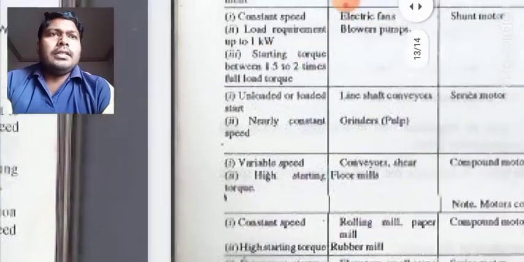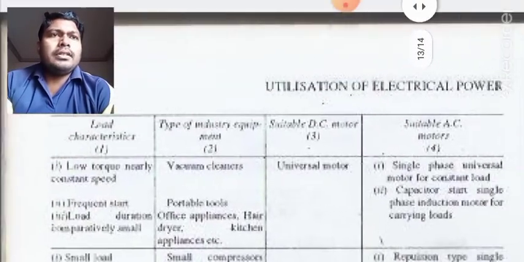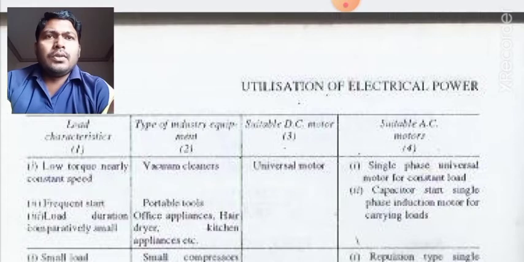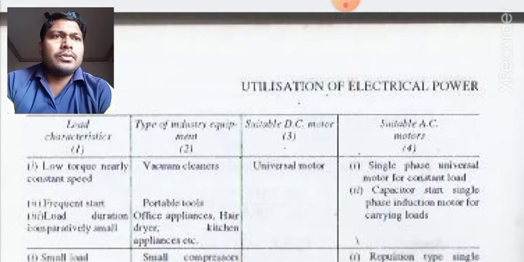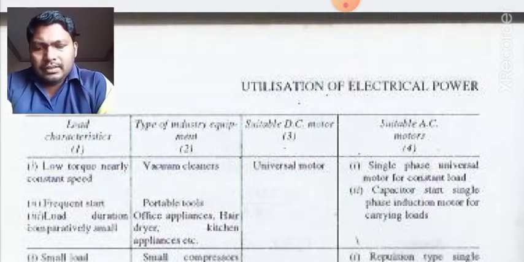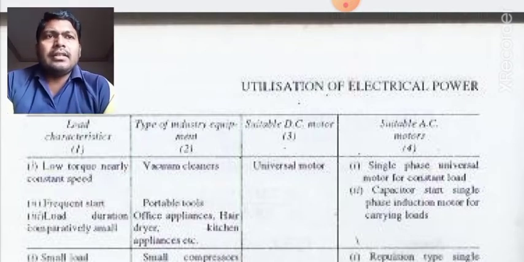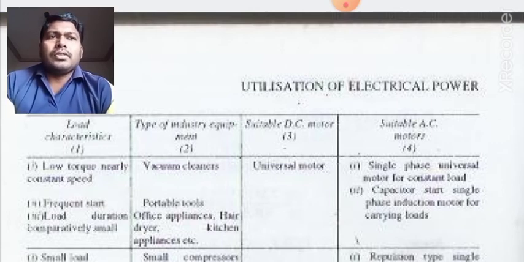In this table you can see the utilization of electric power, load characteristics, type of industrial equipment, suitable DC motor, and suitable AC motors. Column wise the data has been given, so let us read it out. The first one: low torque, nearly constant speed. The type of industrial equipment is a vacuum cleaner, because a vacuum cleaner does not need high torque, it just needs a low torque at nearly constant speed. The suitable motor here is the universal motor.